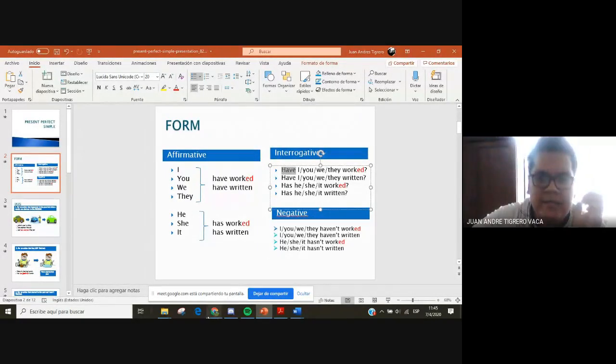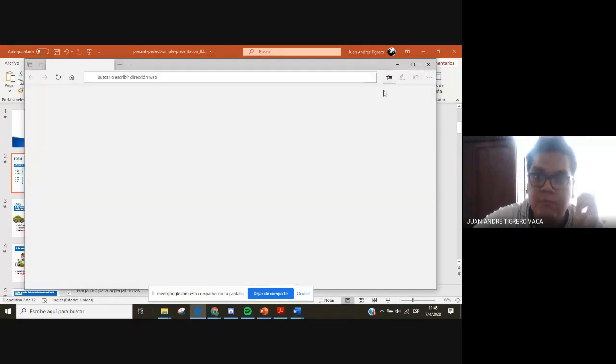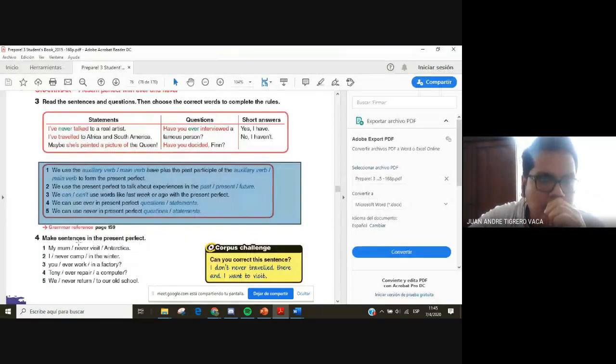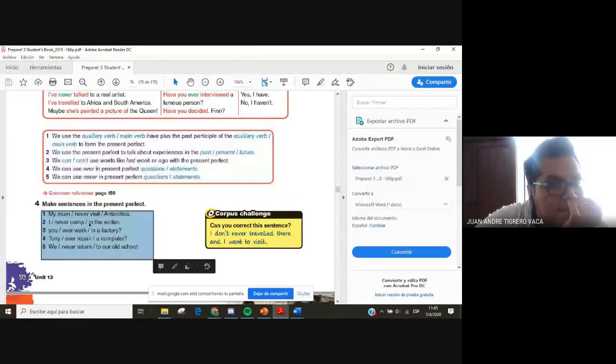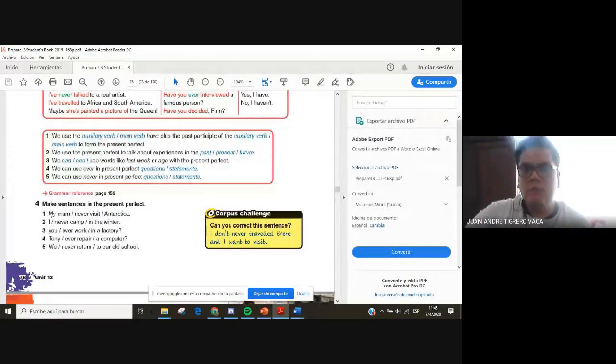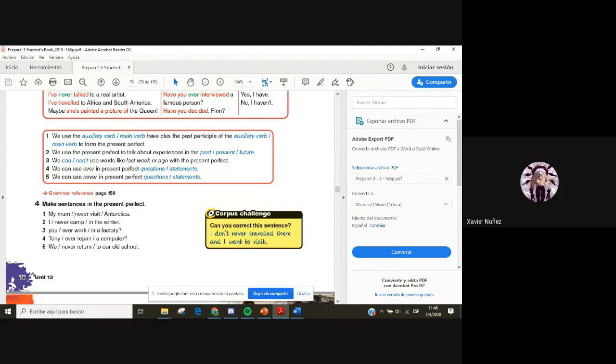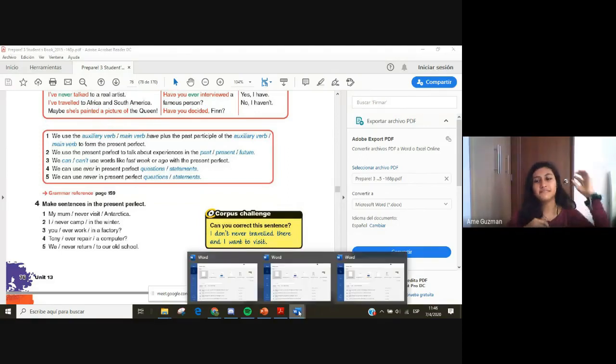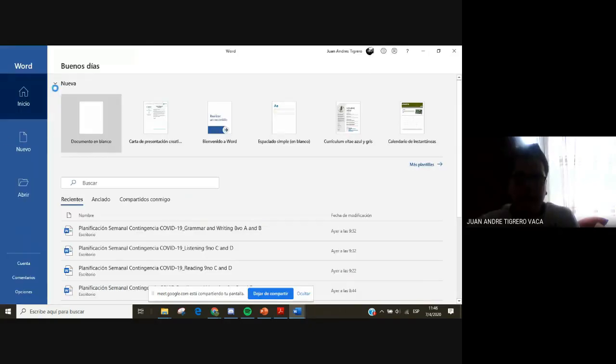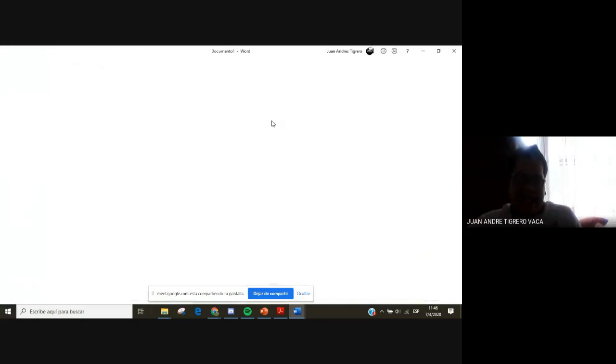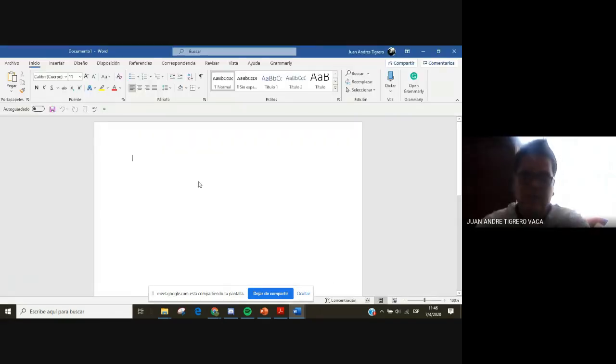So we can make the sentences that we were having for homework last week. Okay, number four. Remember, we were making these sentences, so we can say, "My mom." What do we have to have here? My mom has never visit Antarctica. Has, right. Let me open a Word document one second. So it has to be has, right? Why? Because we're talking about whom? My mom. She. Yes, she. So we're talking about her. So it should be like this.